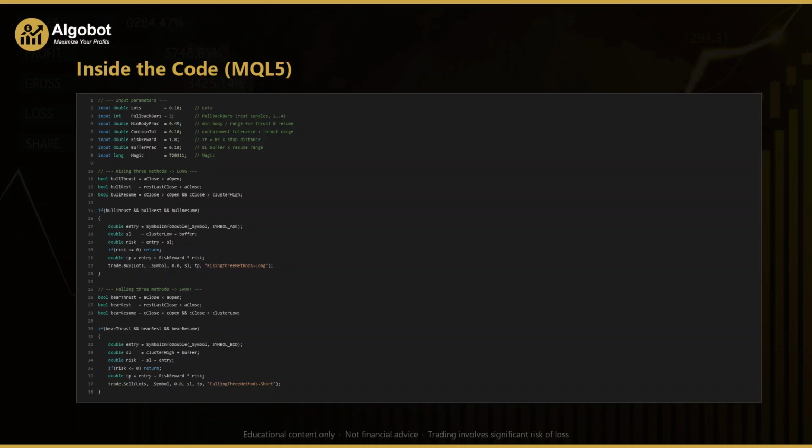The thrust is bearish. The recent rest close sits above the thrust close, and the resume closes below both its open and the cluster low. The entry is the bid. The stop sits above the cluster high plus the buffer, and the target extends the same multiple below. Then it calls trade.sell. Notice the risk greater than zero check on both sides, a simple guard before any order goes out.